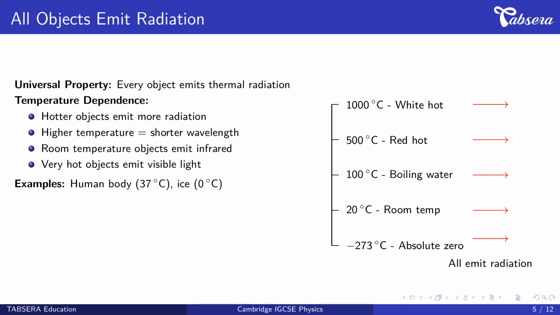At room temperature, objects emit infrared radiation, invisible to our eyes. At 500 degrees Celsius, objects glow red. At 1000 degrees Celsius, they appear white hot. Even ice at 0 degrees Celsius emits infrared radiation, though less than warmer objects. The human body at 37 degrees Celsius emits infrared radiation, which thermal cameras can detect. The diagram shows how all objects above absolute zero emit radiation, with intensity increasing with temperature.